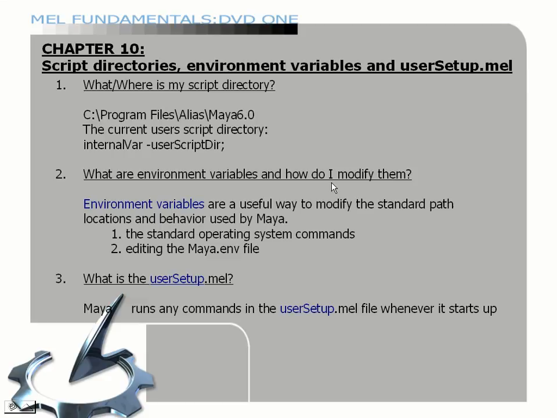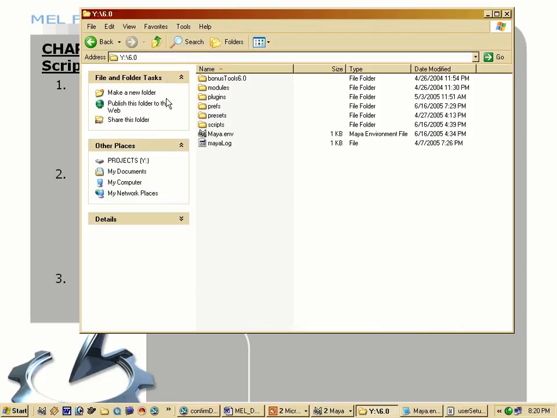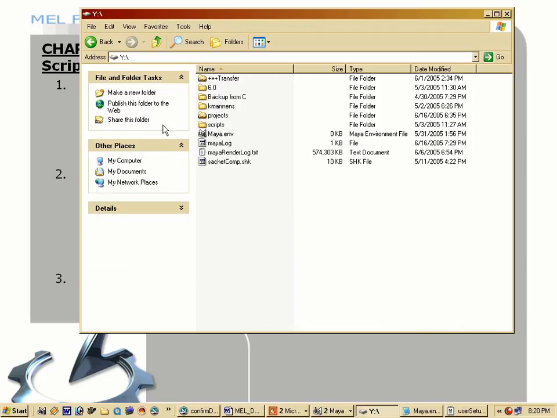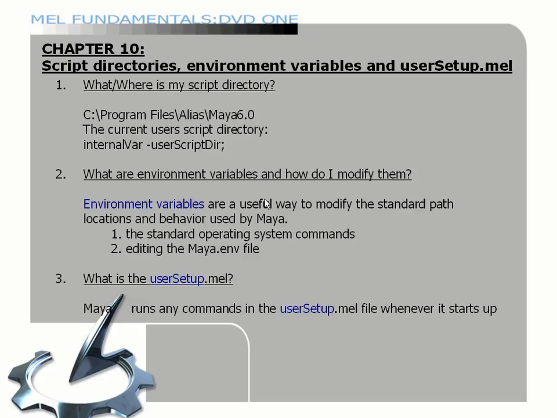Environment variables are a useful way to modify the standard path locations and behaviors used by Maya. For example, my projects are in a place on my hard drive called projects. They are not very deep inside. Otherwise it would be Documents and Settings, My Documents, Maya. It's much too deep for me, much too much clicking, so I just set an environment variable, and my projects are now on Y projects. Okay, how do you do that? I'll show you that in a second.